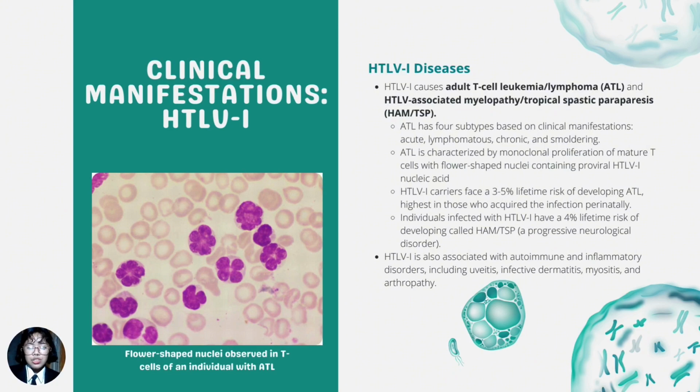ATL can be classified into four different subtypes based on clinical manifestations: acute, lymphomatous, chronic, and smoldering. Over half of patients have the acute type, an aggressive variant with a median survival of 6 months. All four types of ATL are characterized by a monoclonal proliferation of mature T cells that express the surface markers CD3, CD4, and CD25. The malignant cells have lobulated flower-shaped nuclei that contain proviral HTLV1 nucleic acid.